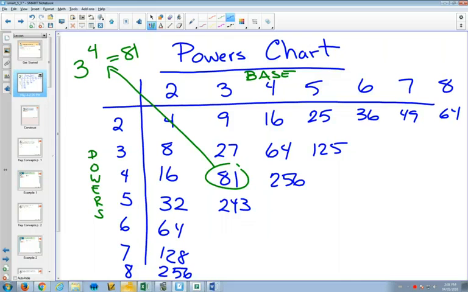So for mental math, these are the numbers that you need to know as far as solving questions with powers. This powers chart can be very helpful, because you need to be able to recognize that if you have the number 81, well, 81 is 9 squared, but it's also 3 to the 4.